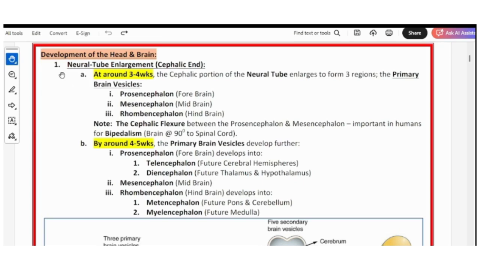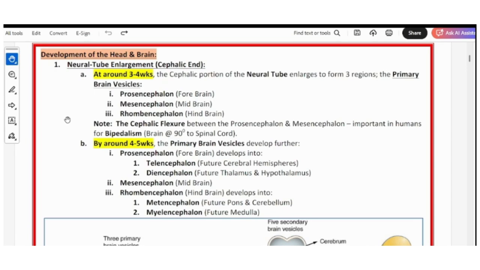So today's lecture will be on how the head and brain is developed. This is the third part of the continuation series. I'll be providing the link of the first two lectures as well, so that we all will be on the same page. We saw how the neural tube is developed, then we saw how the spinal cord has been developed. Now further we are going to see how the head and brain get developed.